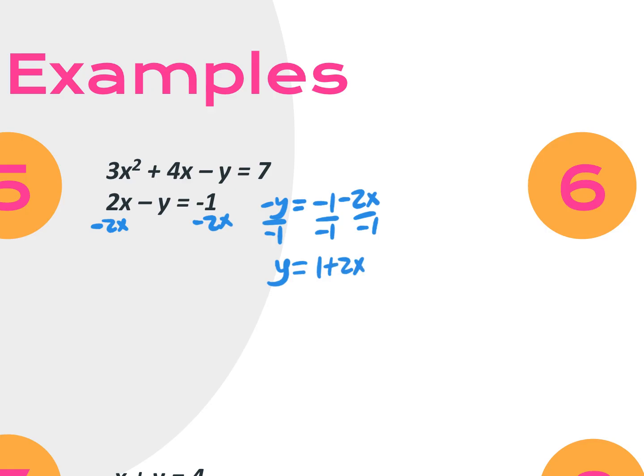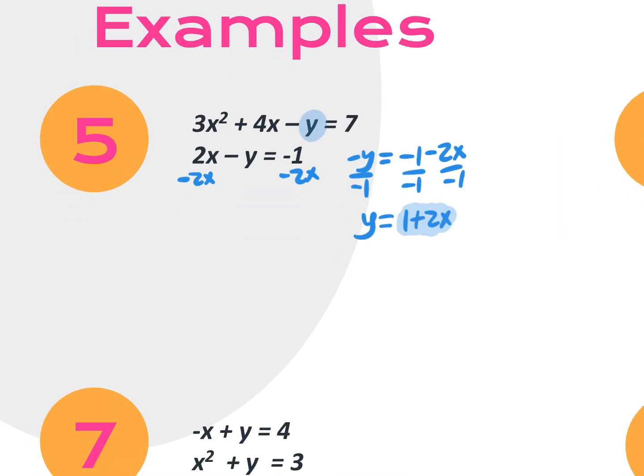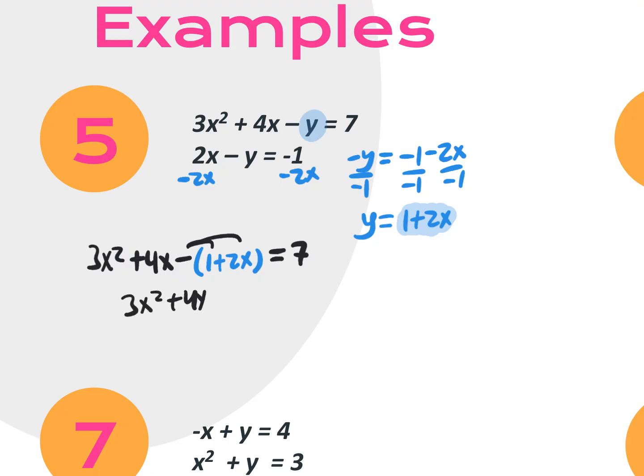And then what we can do now is plug in 1 plus 2x wherever we see the y in the first equation. I only see one y right there, so that's where I'm going to plug it in. So it's going to become 3x squared plus 4x minus, and instead of y, I'm going to put 1 plus 2x. And this is going to equal 7. Distribute that negative. So this is going to get us to 3x squared plus 4x minus 1 minus 2x equals 7.